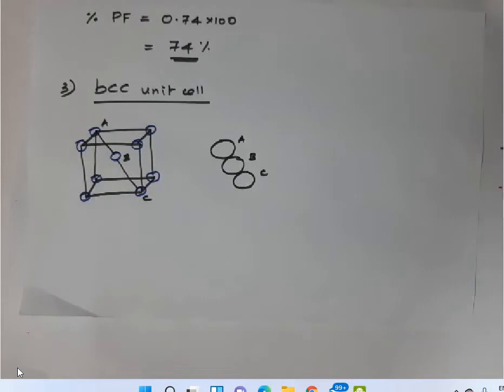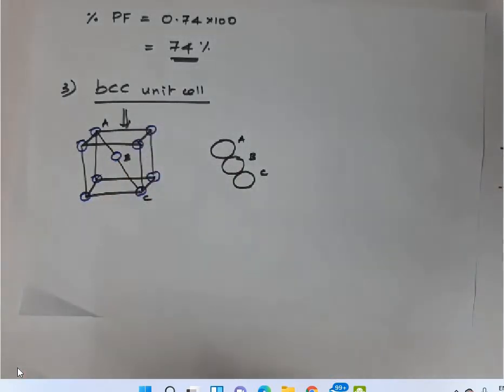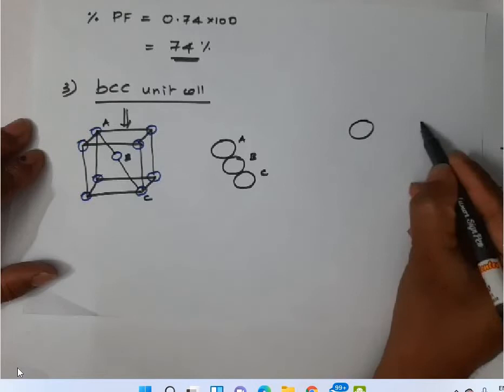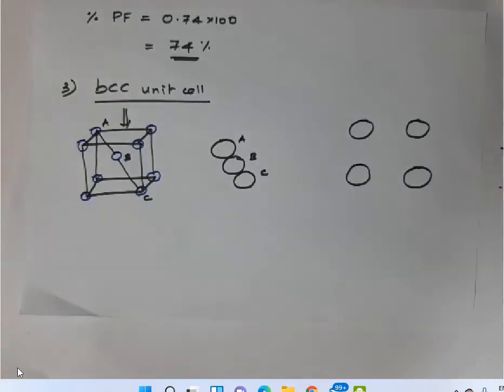Diagonally, atoms are touching each other, but in each face, suppose you see the top face, the corner atoms are not touching each other. Corner atoms exist like this in each face. You know very well, a cube has six faces. Whatever faces you take, the corner atoms are not touching each other. But one corner atom and the diagonally opposite corner atom, students, listen carefully, they are touching the surface of the center atom. This is how the BCC crystal actually looks like.